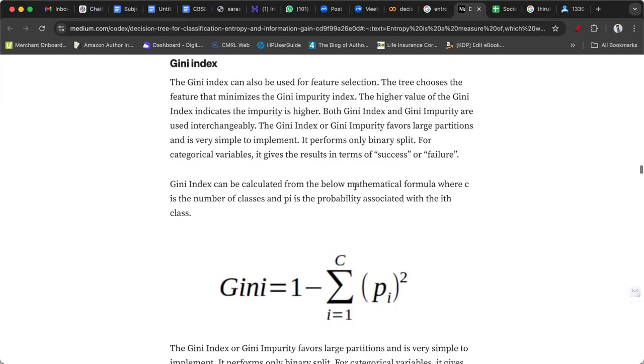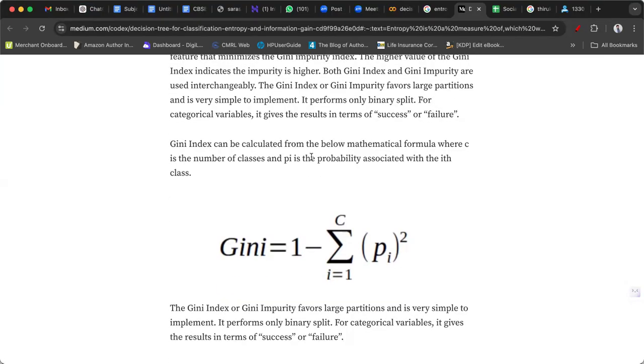I mean, that's what we are looking at, success or failure. The Gini index can be calculated from the below mathematical formula, where C is the number of classes and pi is the probability associated with the ith class or ith iteration.